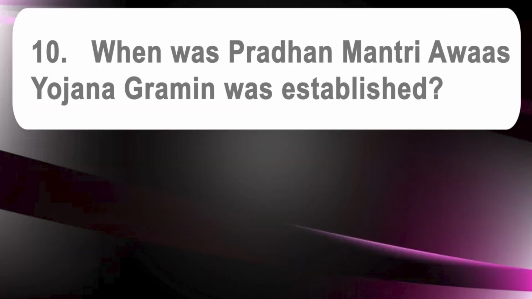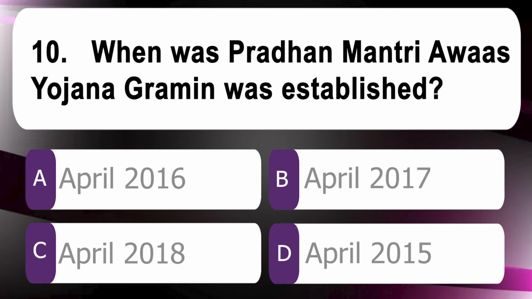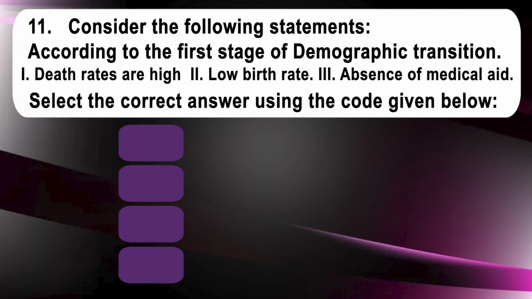10th question. When was the Pradhan Mantri Awas Yojana Gramin established? A. April 2016, B. April 2017, C. April 2018, D. April 2015. The correct answer is A. April 2016. 11th question. Consider the following statements.